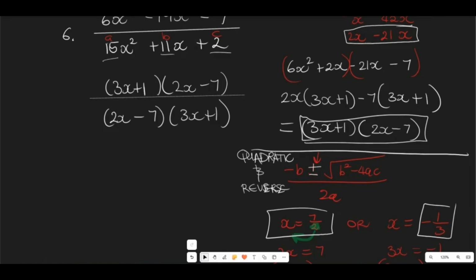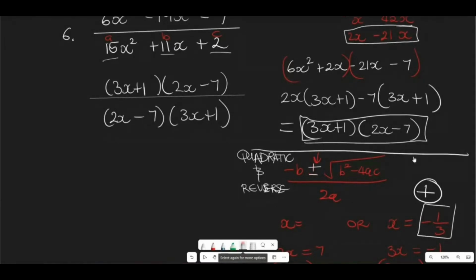So negative b, which is 11, right? Plus the square root of 11 squared minus 4a, which is 15, c, which is 2, divided by 2 multiplied by a, which is 15. So for the positive symbol, I'm getting negative 1 over 3. And then let's use the negative symbol now. So for the negative symbol, I'm getting negative 2 over 5, right?